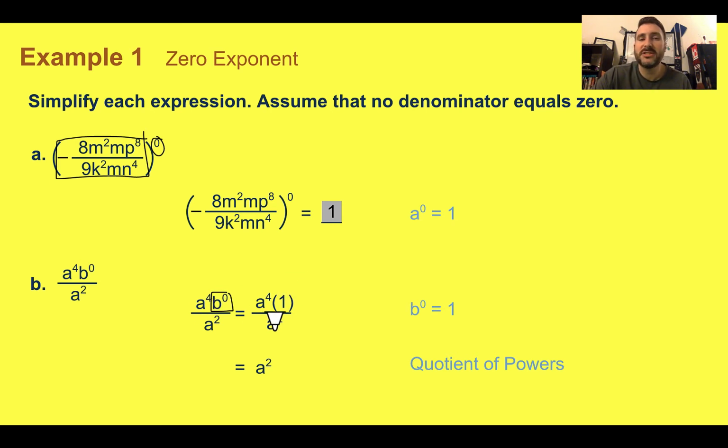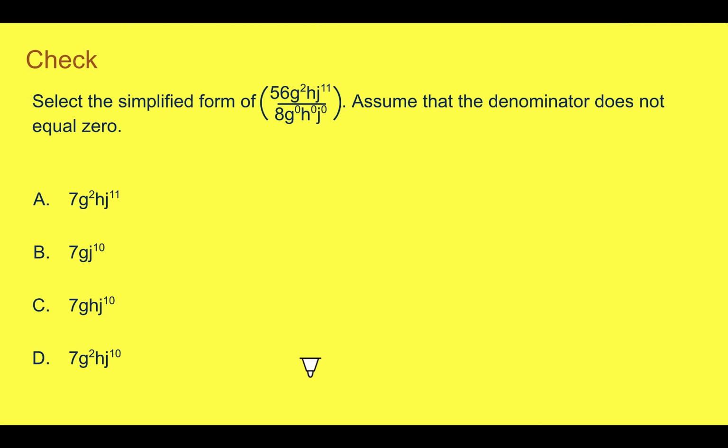A to the 2 on the bottom stays. Then we can use our quotient of powers, where we're dividing by the same base, so we can just subtract the exponents. 4 minus 2 is 2. So our final answer would be a to the 2nd power. Check your understanding. Select the simplified form of what is given. Pause the video now and complete the check.